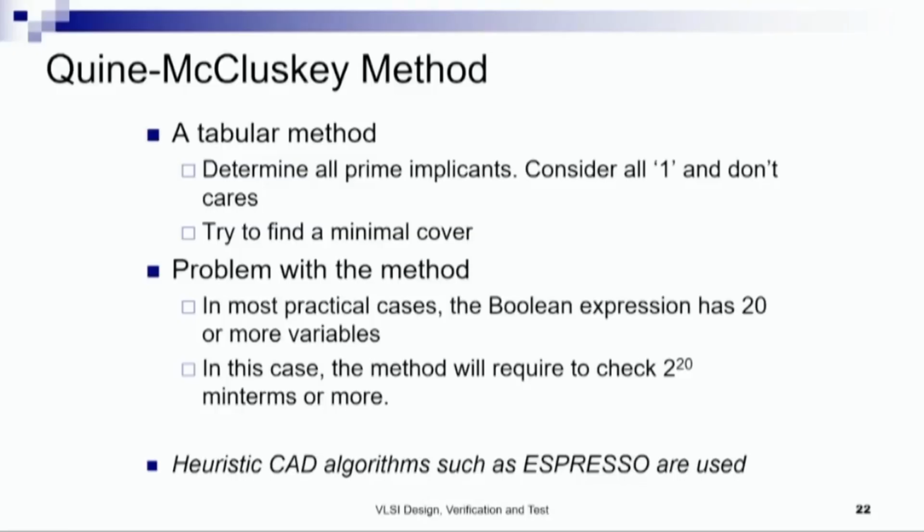We have similar problems as we have in the Karnaugh map method, because in most VLSI circuits, in many cases, we have at least 20 or more variables in the Boolean function. In this case, we have to check 2 to the power 20 minterms, because the Quine-McCluskey method is based on checking minterms. We have to find minterms and then cover minterms to form prime implicants, and therefore we have to check at least 2 to the power 20 minterms, which is huge.